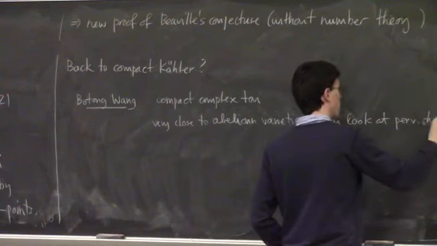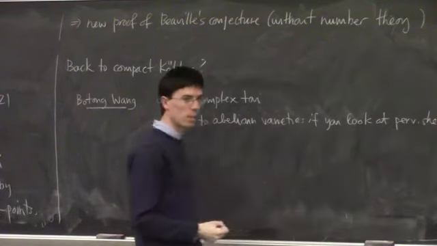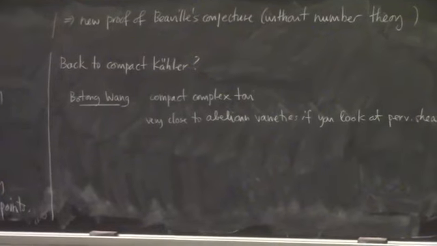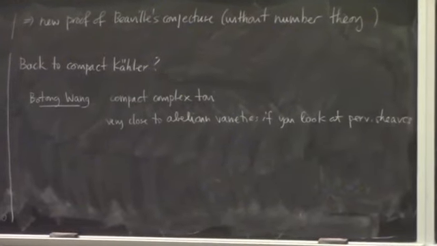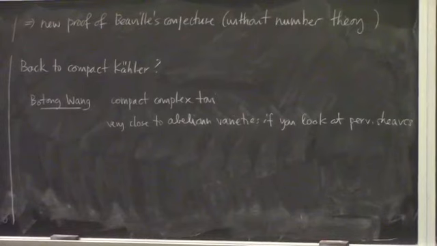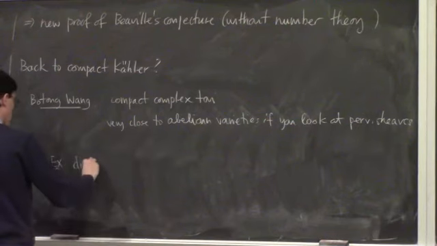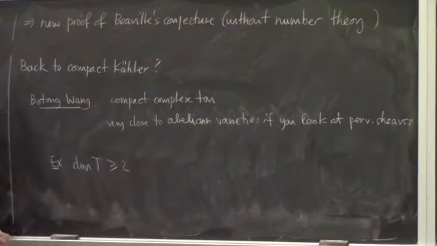If you're interested in studying perverse sheaves, there's very little difference between arbitrary complex tori and abelian varieties. So I'll just tell you the gist of the idea, okay? But this is a very, very powerful idea that he had. So, for example, let's suppose I take a torus of dimension at least 2.